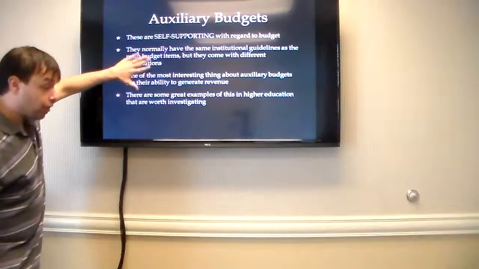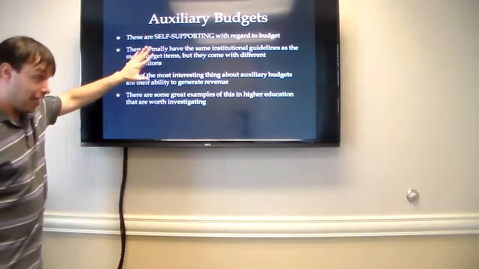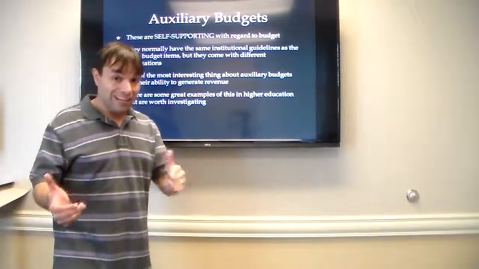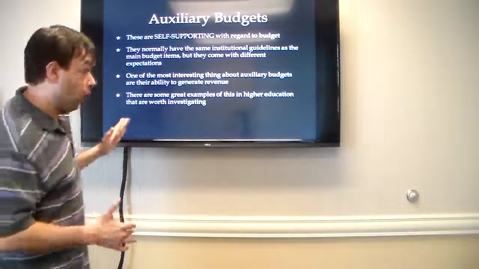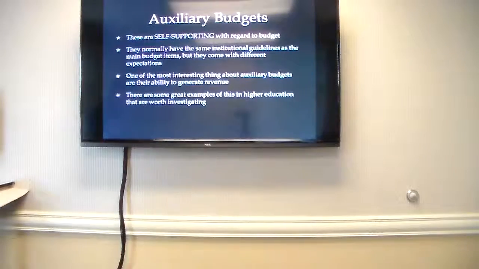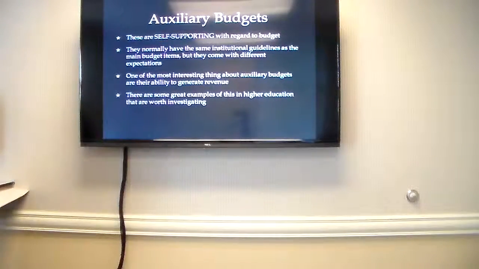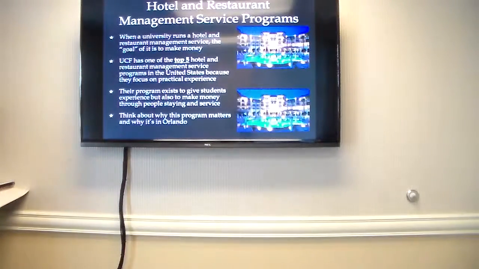They're going to fund their own faculty, their own facilities, and their own staff. In a lot of ways too, grants will end up coming in to help them as well, and you'll see that in medical programs and dental programs. But there are good examples in higher ed that are worth investigating.